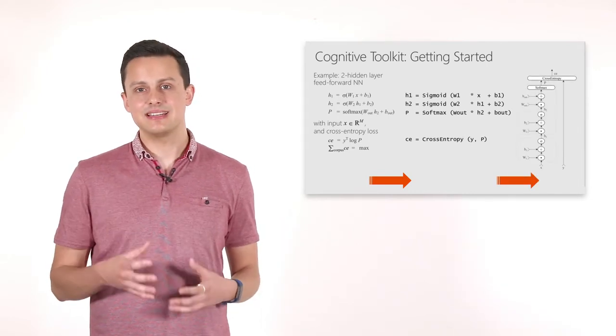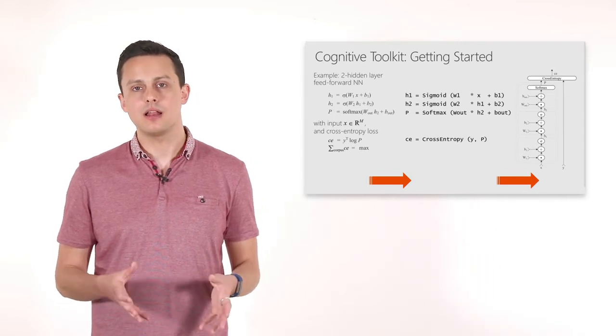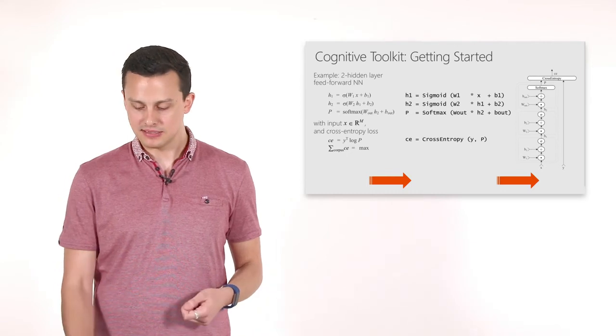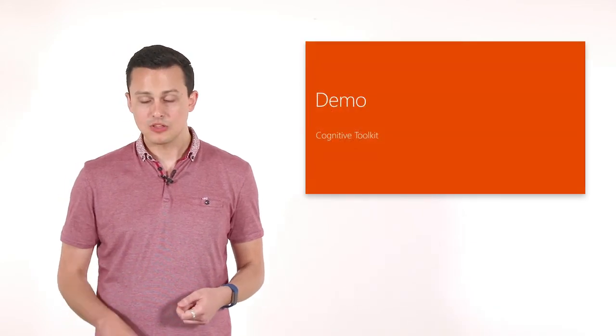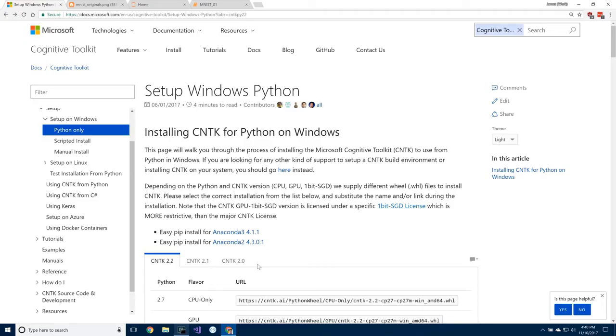Cognitive Toolkit then takes that declarative model and turns it into a graph, which enables it to parallelize and efficiently train it when it's exposed to data. So with that said, let's go and have a look at the Cognitive Toolkit in action.